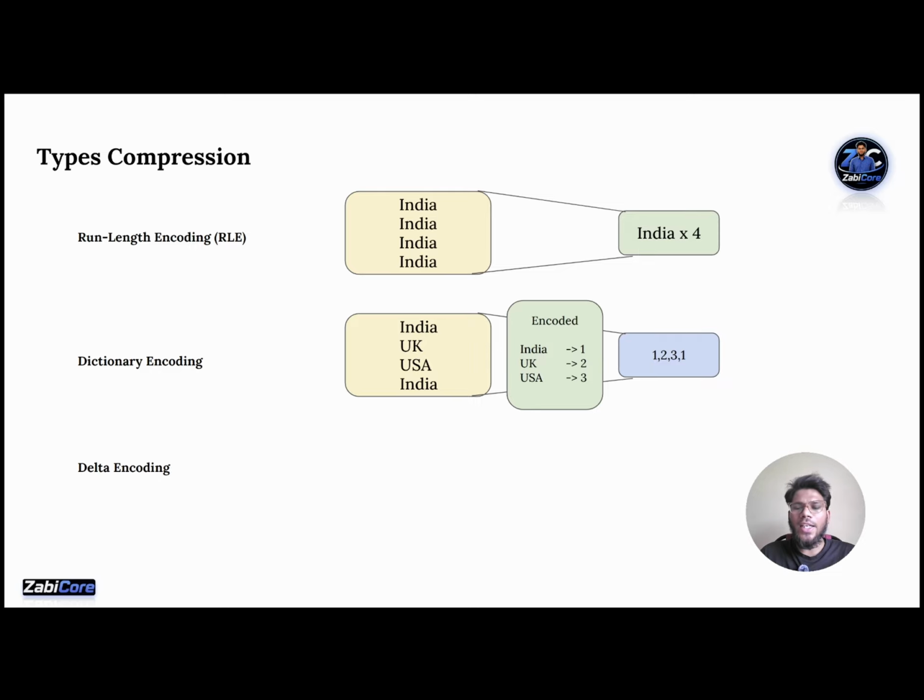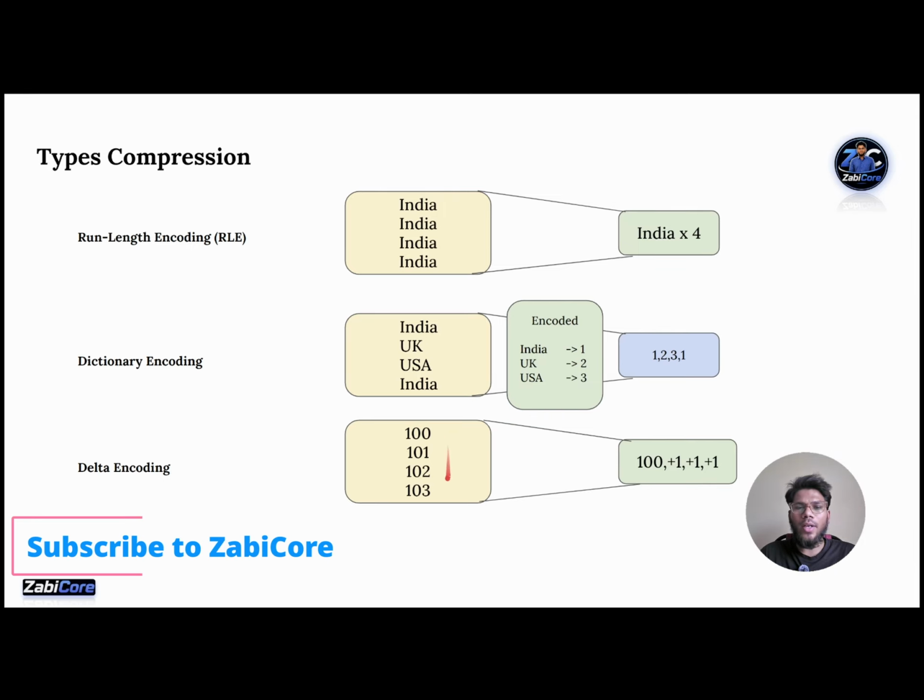Next we have delta encoding. Imagine we have numbers like 100, 101, and so on. How can we compress this? Instead of storing exact values, we can observe one pattern: every value is incremented by 1. So we can compress using delta encoding, and store the values like 100 plus 1 plus 1 plus 1. Like that we can compress our data instead of storing it as it is, correct?